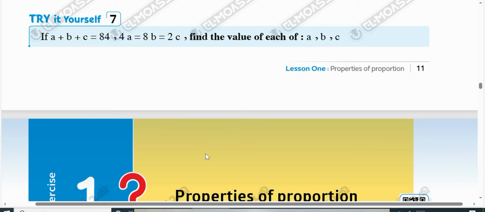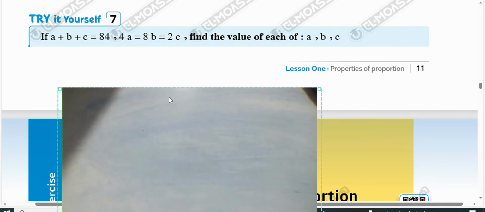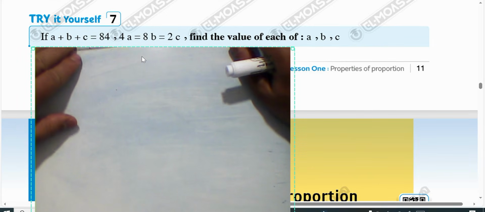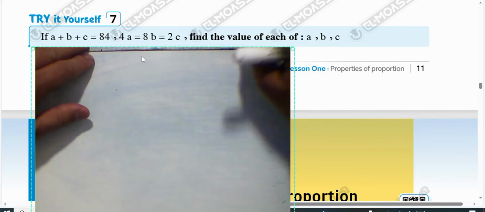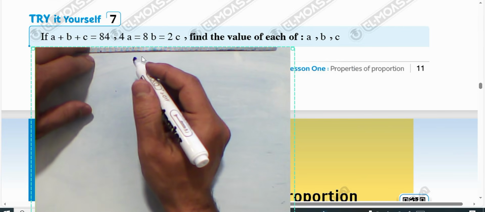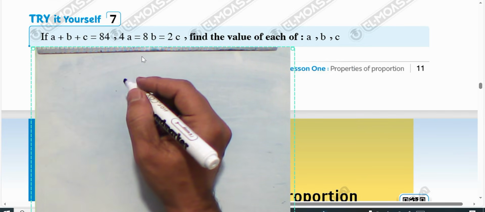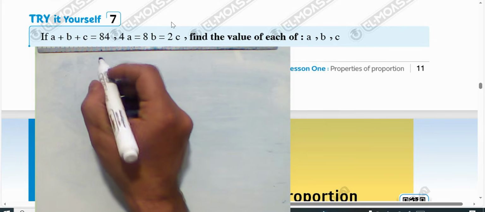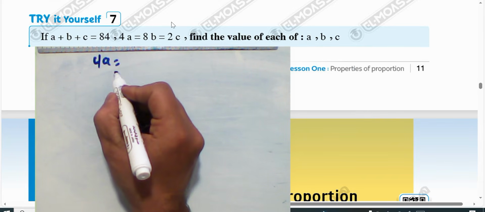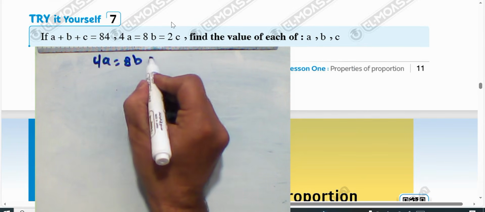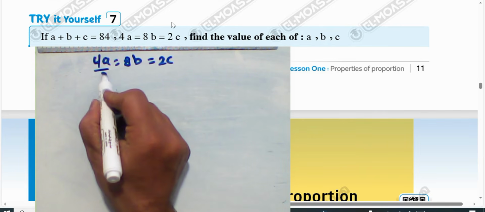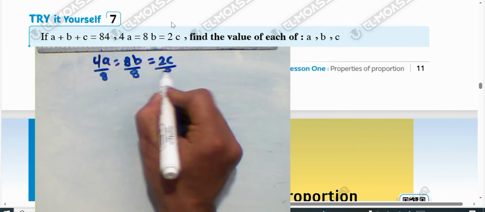Try to solve number 7. If a plus b plus c equal 84, for 4a equal 8b equal 2c, find the value of abc. First step, we can divide it by the least common multiple between 8 and 4. It will be 8. The question is like this: we have 4a equal 8b equal 2c. We can divide it by 8.